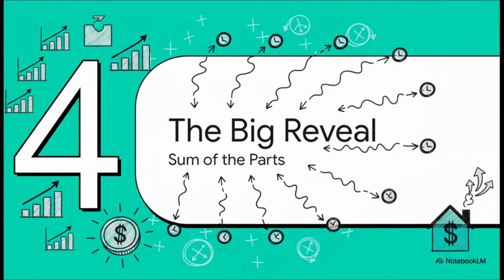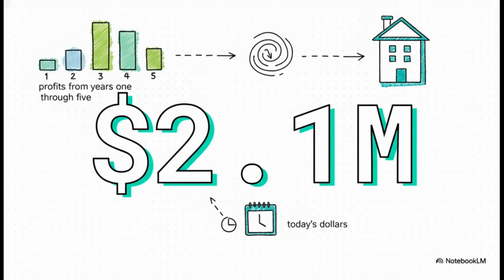All right, this is it. This is the moment we've been building towards, the big reveal. We have all the pieces of our story laid out. We've got the annual profits for the next 10 years. We've estimated that final sale price. Now all we have to do is discount every single one of those numbers back to today's dollars and add them all up. Okay, first up, we take the discounted value of all the profits from years 1 through 5.